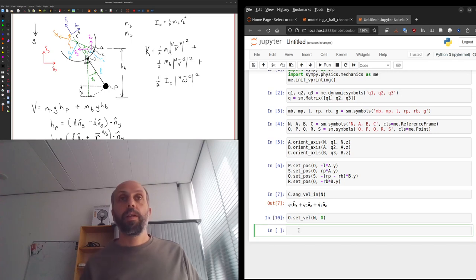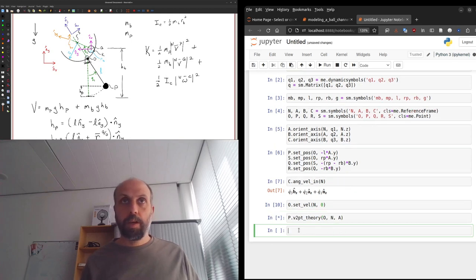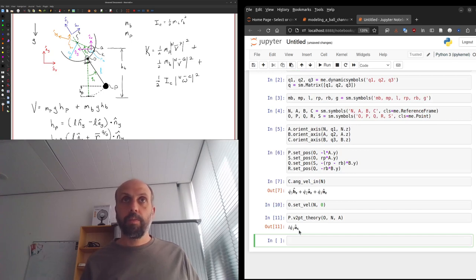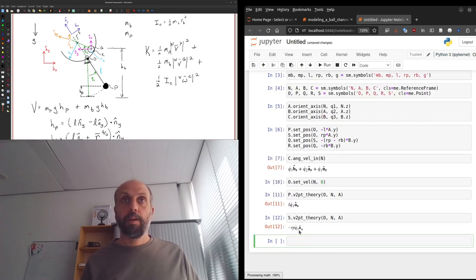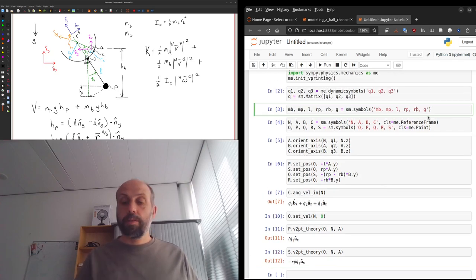So we set the velocity zero of O, and then we can do the v2pt_theory with respect to O, they're both fixed in A, and then I think I do, is it N comma A? Yeah, there we go. And then we can similarly do S. S is also with O fixed in A, so it's the same thing: S.v2pt_theory O in A. And I kind of made these symbols a little nicer. Let me put underscores.